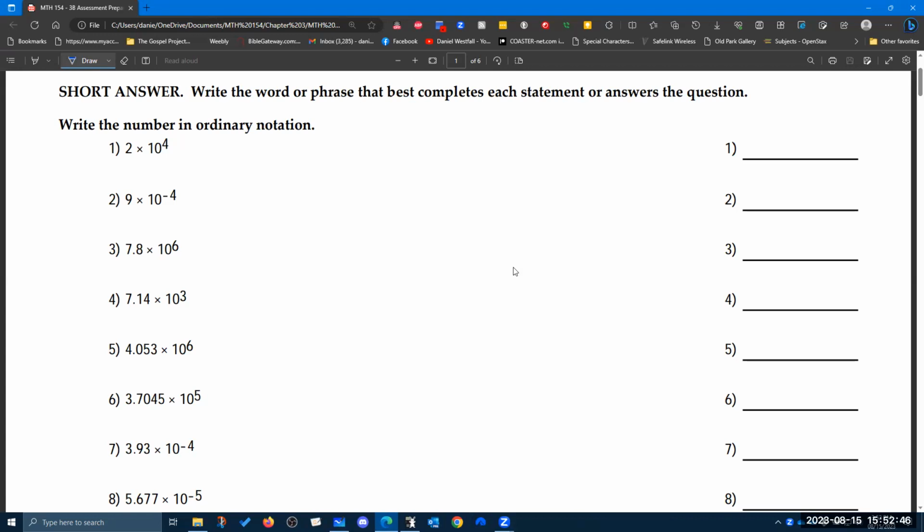So right now there is an invisible decimal point right here after this 2. We're going to move that decimal point 4 places to the right. So there's going to be 4 zeros after that 2. And we are going to add a comma there to help us read that number.